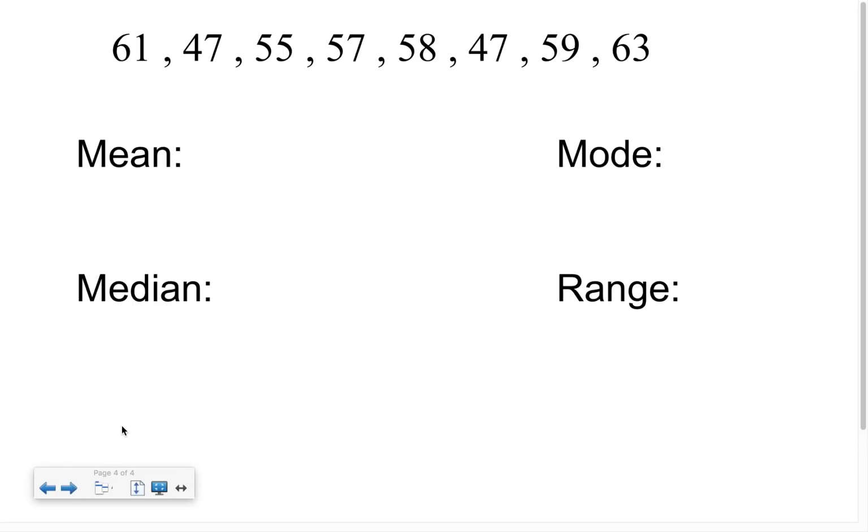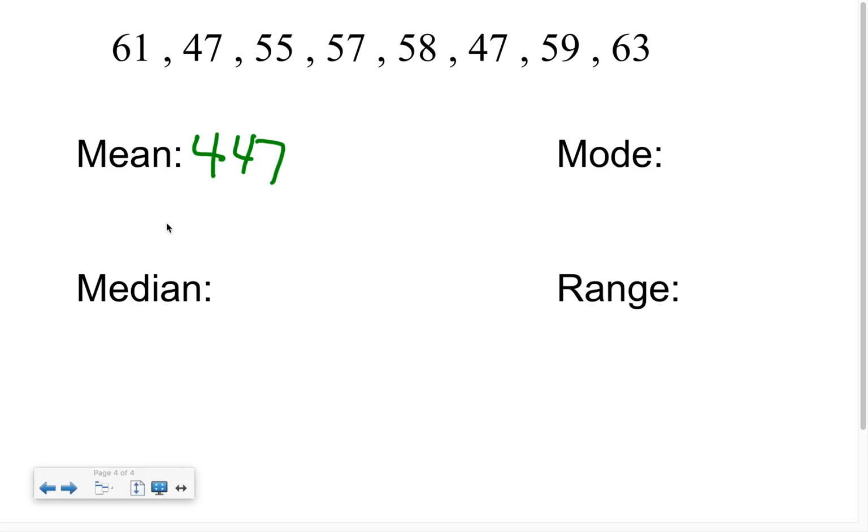Looking at this set of data, we have now more numbers. We have 1, 2, 3, 4, 5, 6, 7, 8. We have 8 numbers here. Finding the mean. Same thing, we add them together. 61 plus 47 plus 55 plus 57 plus 58 plus 47 plus 59 plus 63. This gives us a grand total of 447.